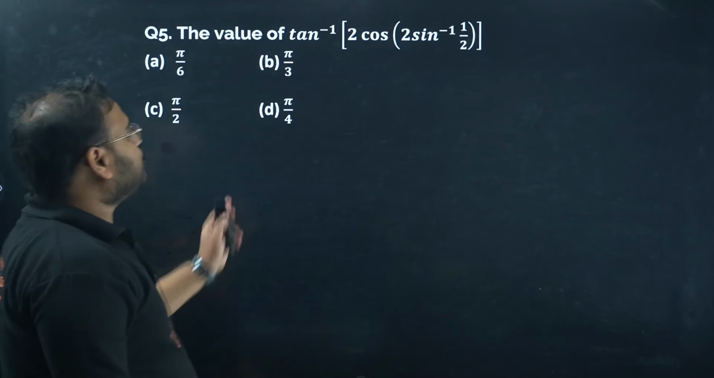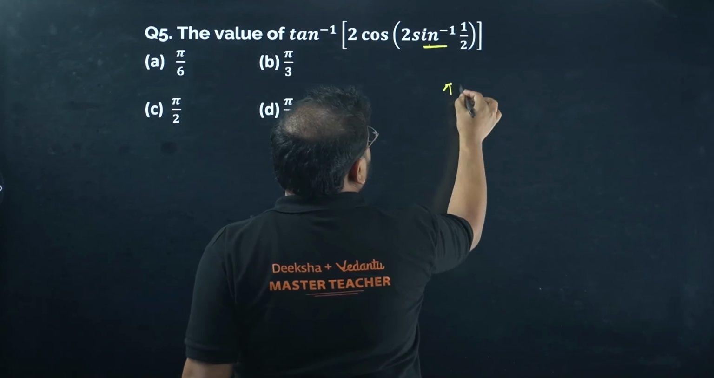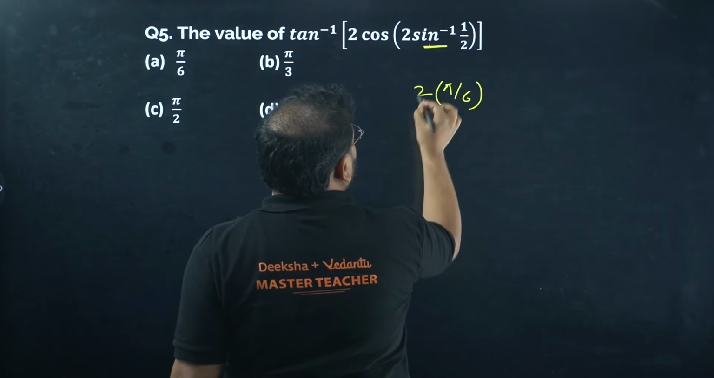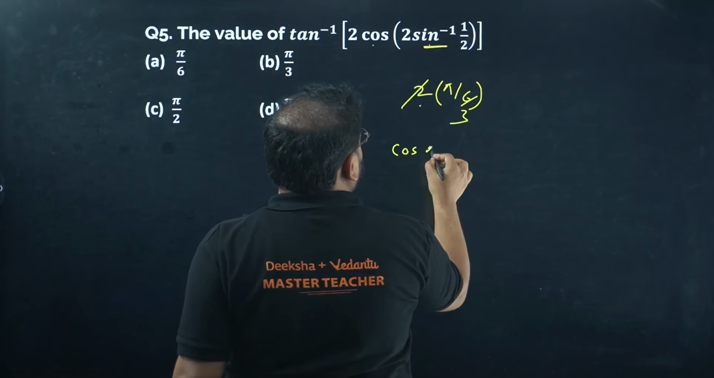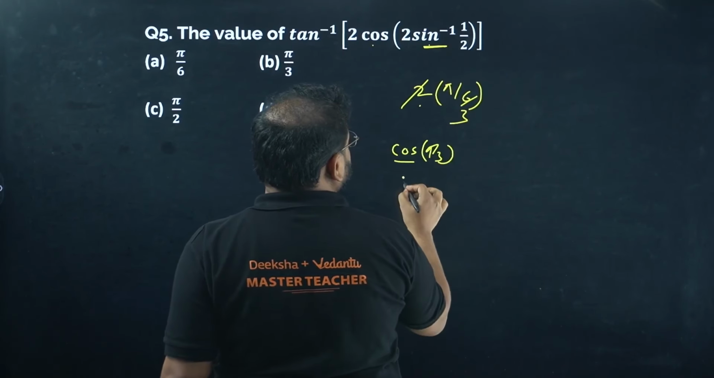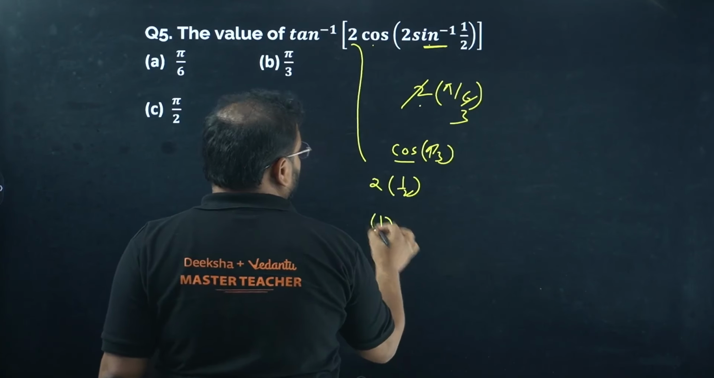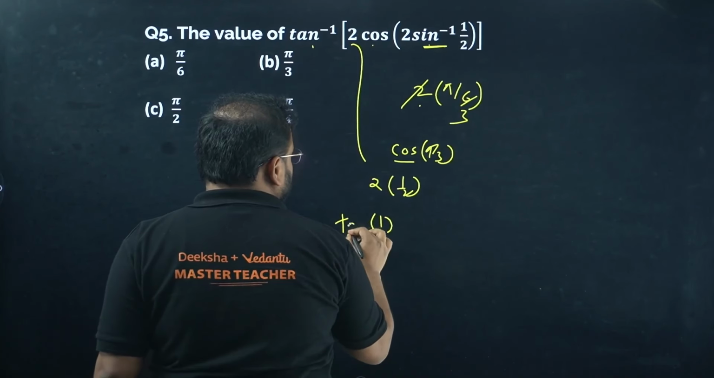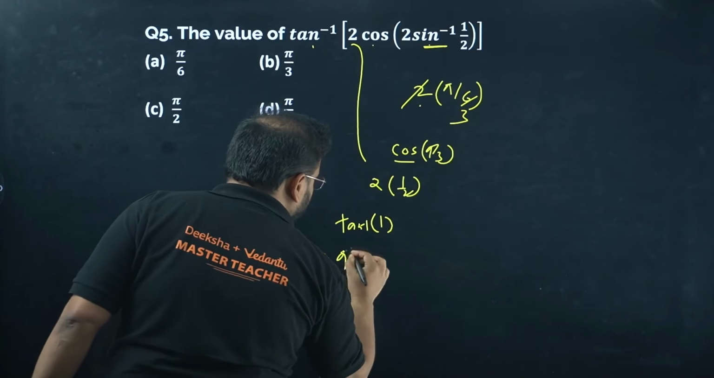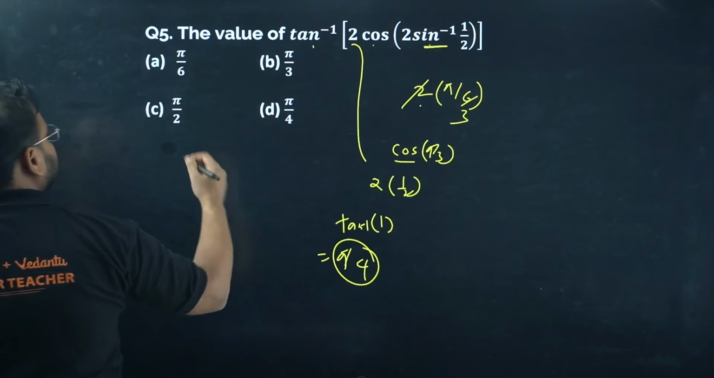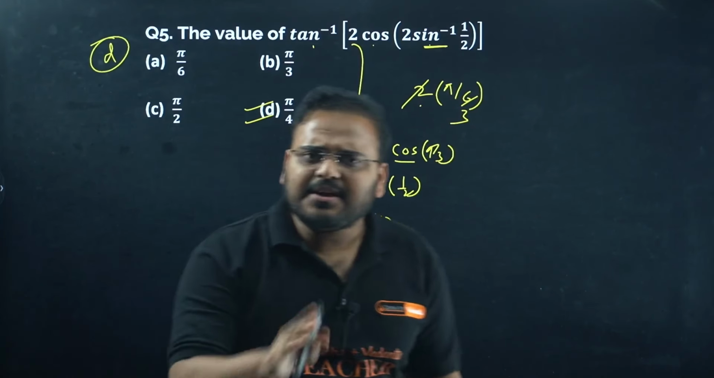The value of tan inverse of 2 cos 2 sine inverse of 1 by 2. Start from here. Sine inverse of 1 by 2 is pi by 6. Outside we have 2, so pi by 3. Now operate cos. Cos of pi by 3 is 1 by 2. Again we have 2. Multiply 2, you get 1. We have outside tan inverse of 1, which is pi by 4. It's a chain of questions. Solve it like a chain. Answer is D. Easy, makes sense.